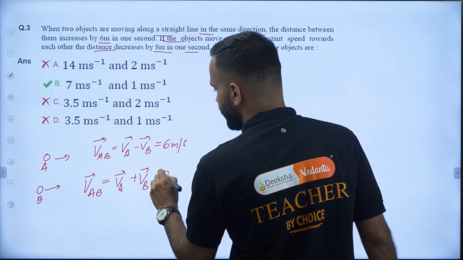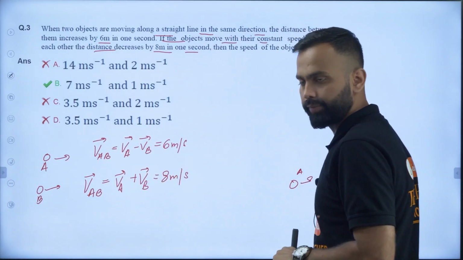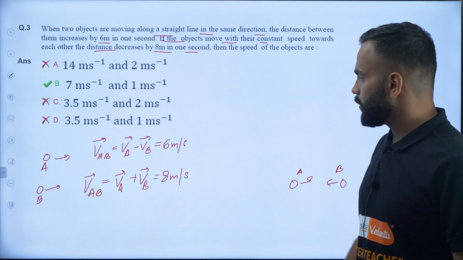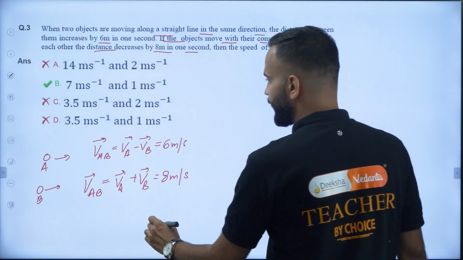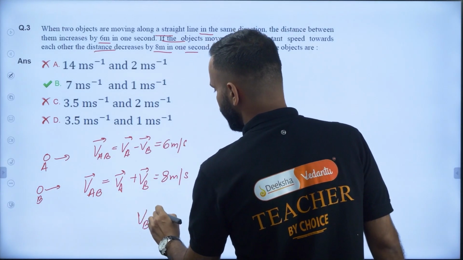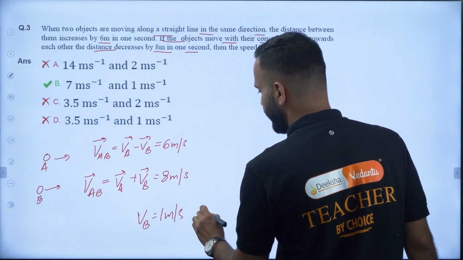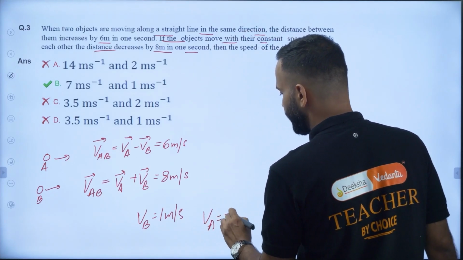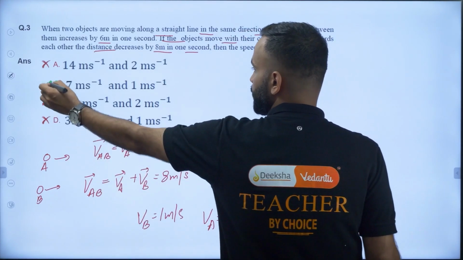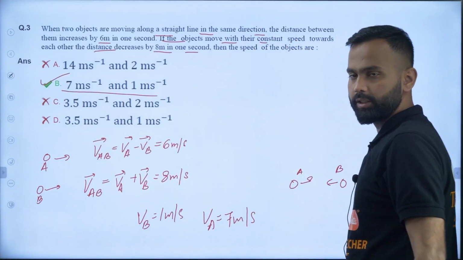So which is equal to 8 meter per second, right? So now solve these two equations, you will get VB is equal to 1 meter per second and VA equal to 7 meter per second. The correct option is B.